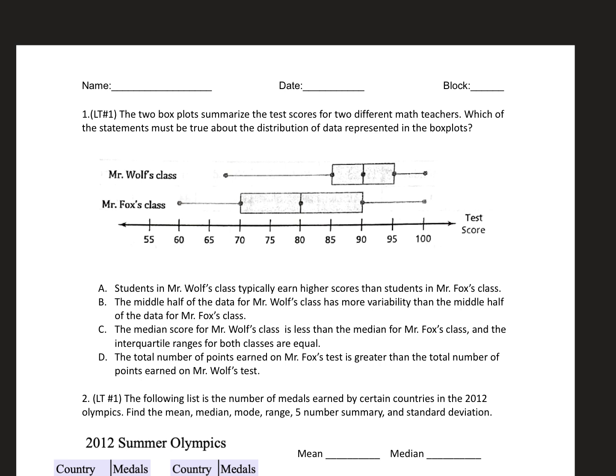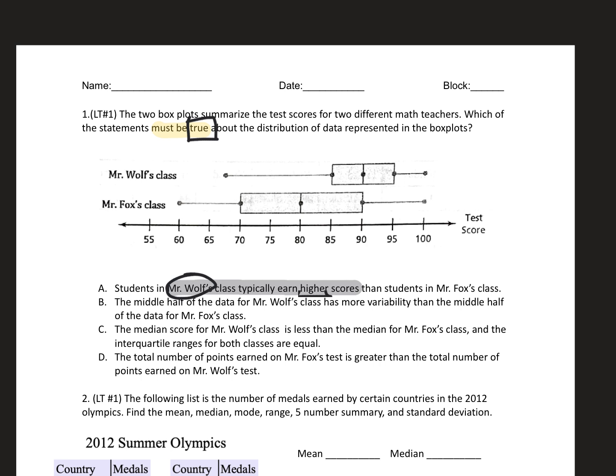And question number 1 asks us, which statements must be true? So which statements must be correct about the data represented in the box plots? And option A says that Mr. Wolf's class typically earns higher scores. So Mr. Wolf typically gets higher scores.